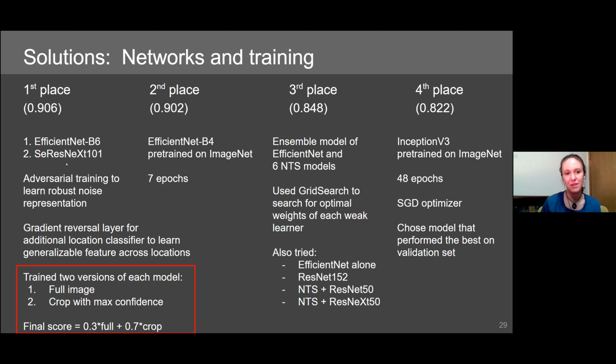And they trained each of those on the full camera trap image as well as on the crop of the image with the highest confidence, and then assigned the image a final score, a weighted score of the full and the crop identifications.